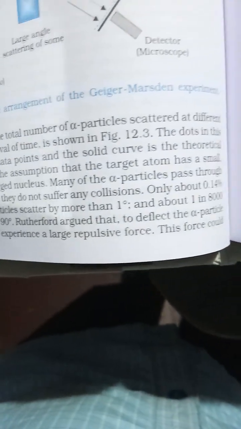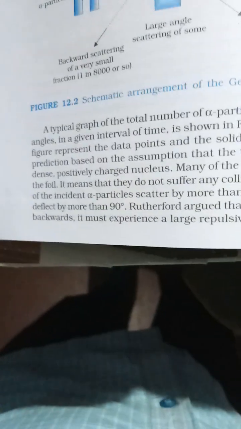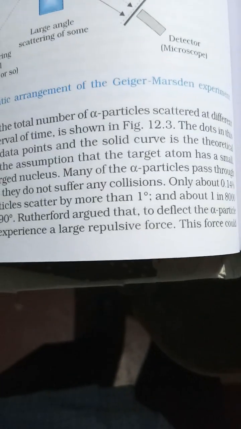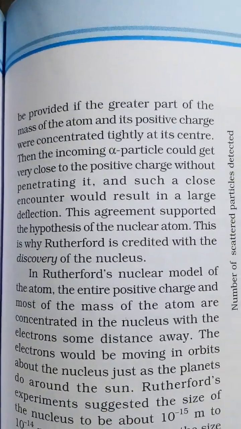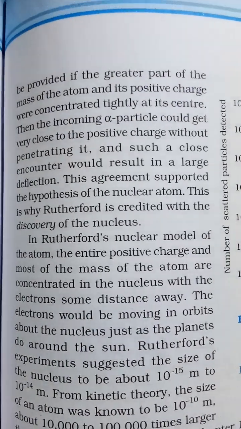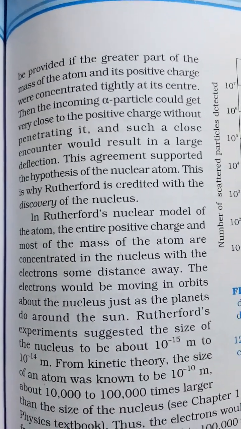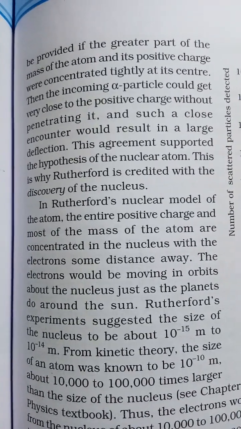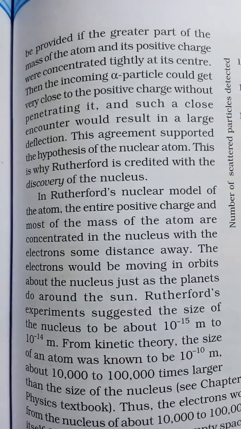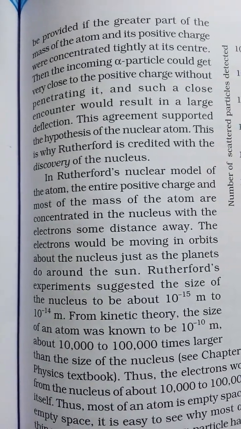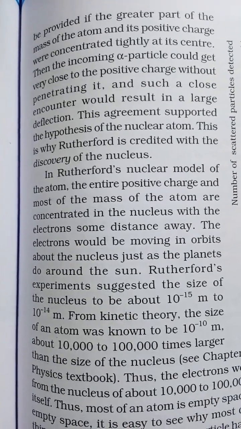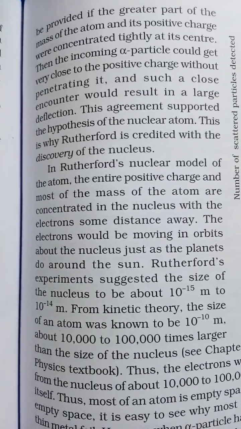Rutherford argued that to deflect the alpha particle backward it must experience a large repulsive force. So the large repulsive force will be very important. This force could be provided if the greater part of the mass of the atom and its positive charge were concentrated tightly at its center. Then the incoming alpha particle could get very close to the positive charge without penetrating it, and such a close encounter would result in a large deflection. This agreement supported the hypothesis of the nuclear atom. This is why Rutherford is credited with the discovery of the nucleus.